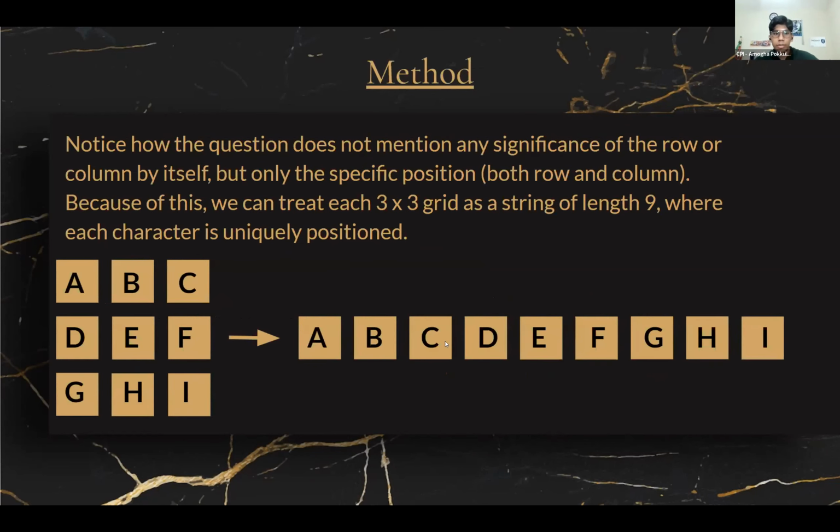So now let's take a look at the method. How would we solve this? Notice how the question does not mention any significance of the row or the column by itself, but only the specific position, both row and column, and that's going to be unique for every cell. Because of this, we can treat each 3x3 grid as a string of length 9, where each character is uniquely positioned. So row 1, column 1 is always going to be the first position in the string, and so on and so forth. That makes sense.